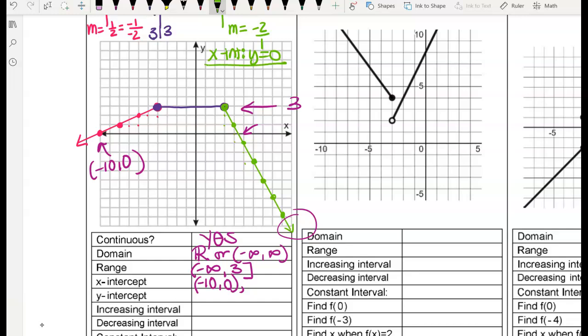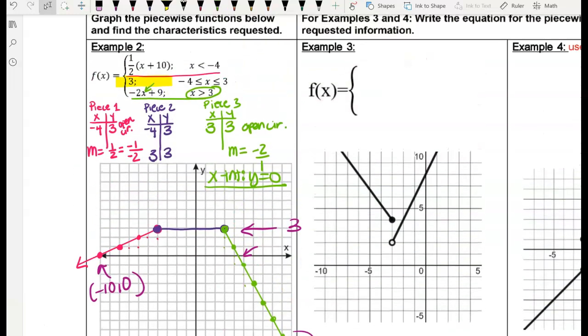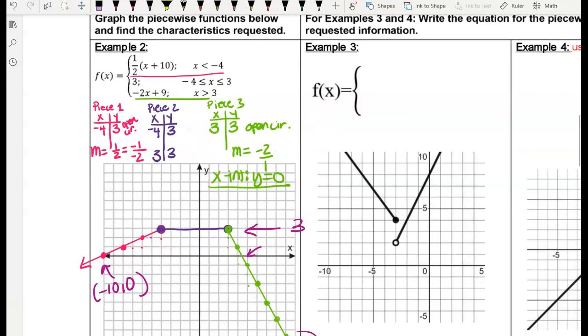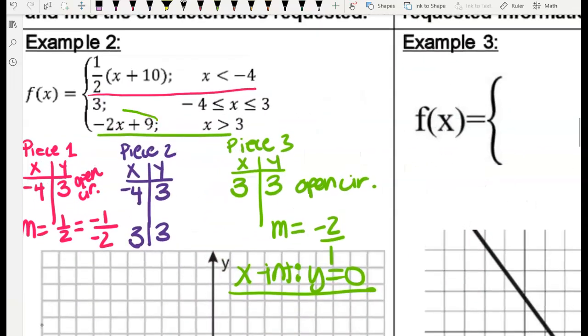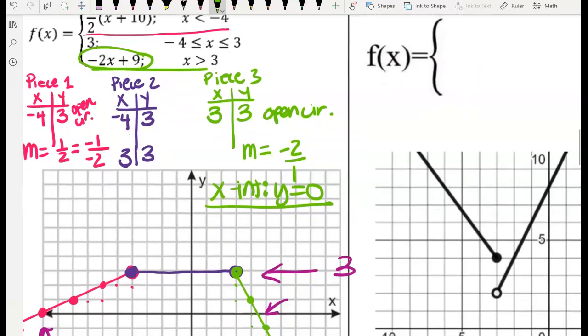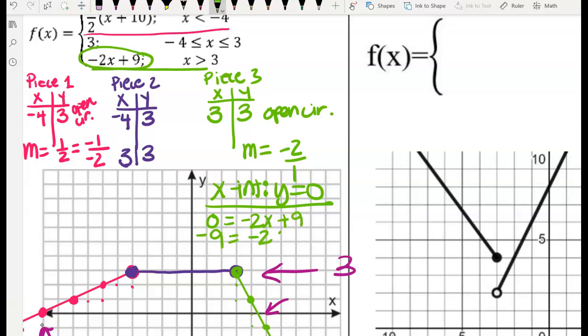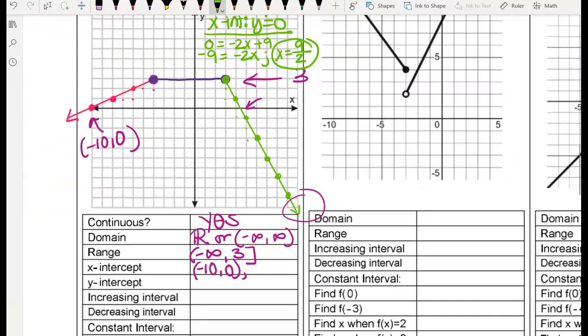X-intercept is when y goes to 0. So remember, the green piece, guys, is this third one. So we take this right here and we set it equal to 0 and we solve. So 0 equals negative 2x plus 9, minus 9 from both sides. So that's negative 9 equals negative 2x. Divide both sides by negative 2. X equals positive 9 over positive 2 because a negative divided by a negative is a positive. So you can write 9 over 2 or 4.5. So that's our second x-intercept, 4.5 comma 0.